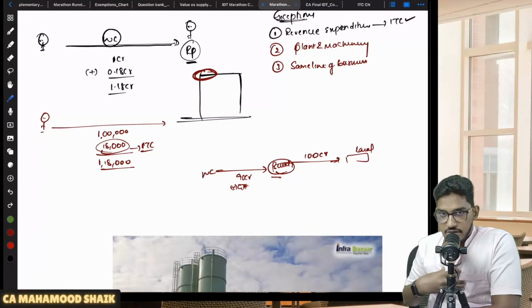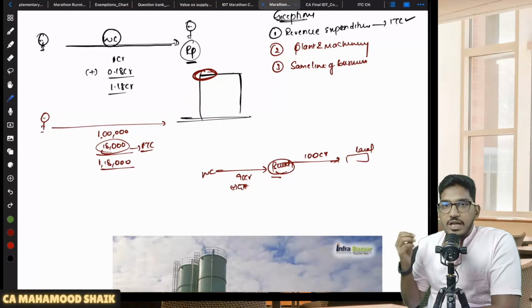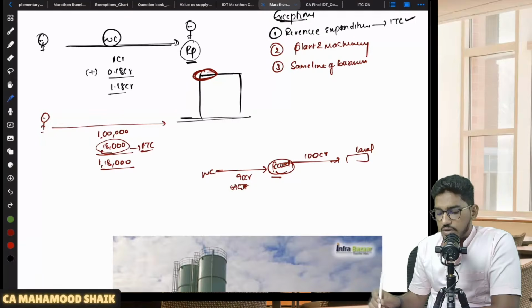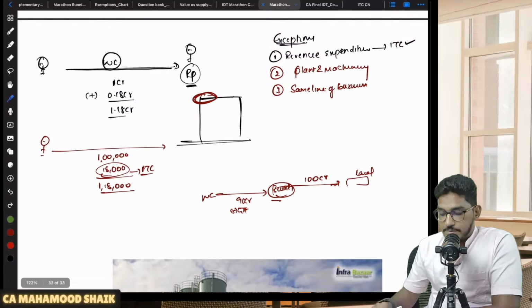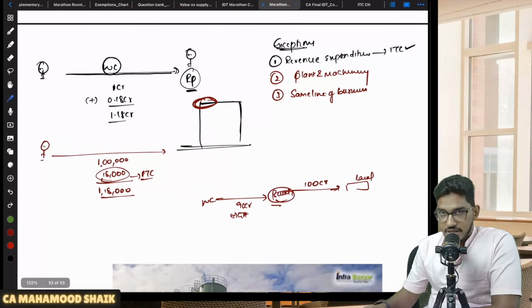ITC is blocked on works contract services in relation to construction of an immobile property. If you are receiving any works contract services in relation to construction of an immobile property, on that works contract services, ITC will be blocked. That's what they have told. This GST will not let you take the input tax credit. However, there are some exceptions. In some cases, even though you are receiving the works contract services in relation to immobile property, you can avail the input tax credit.